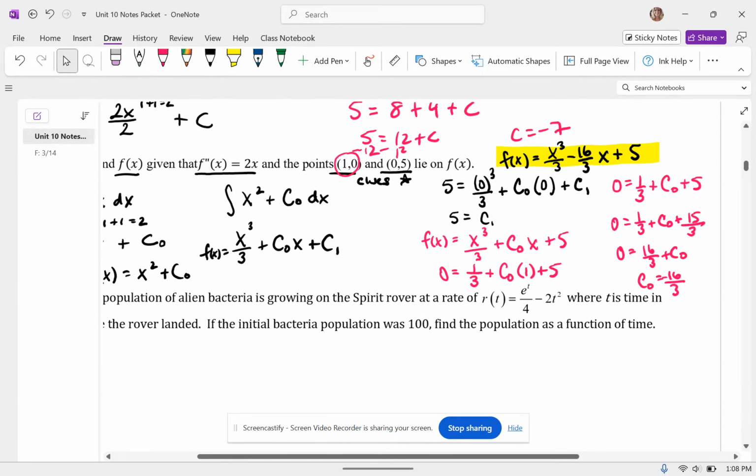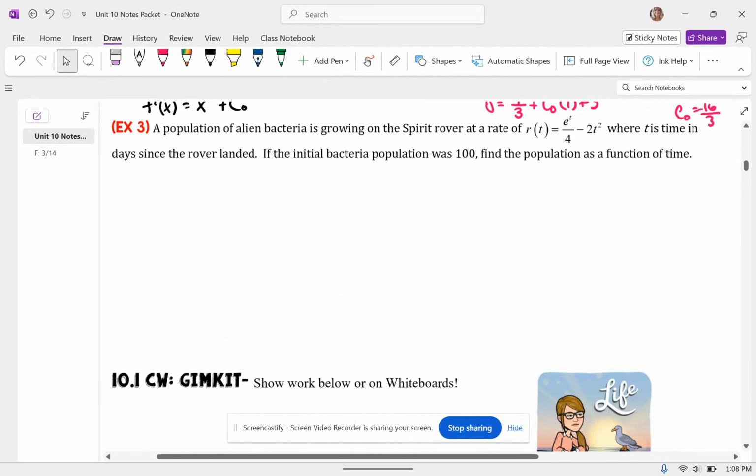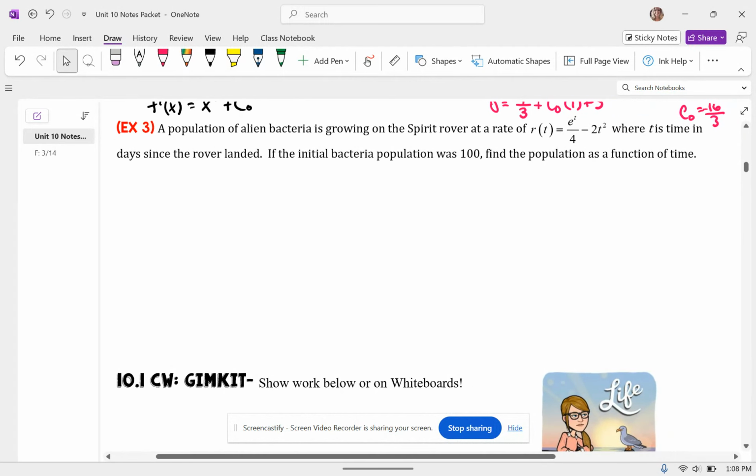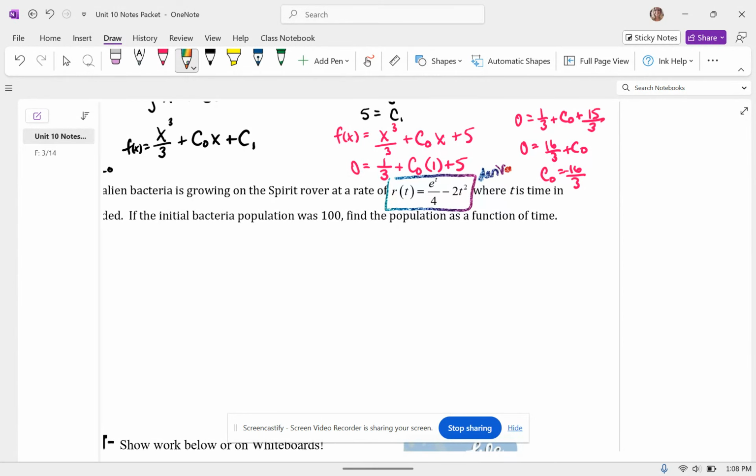All right, let's go to question number 3. Alien bacteria, I like this one. Who has the pen? A population of alien bacteria is growing in Jack's backpack at a rate of, okay, pay attention. They're giving you the rate function. F prime of x. Yes, this is the derivative. Good job. They gave you the derivative function.